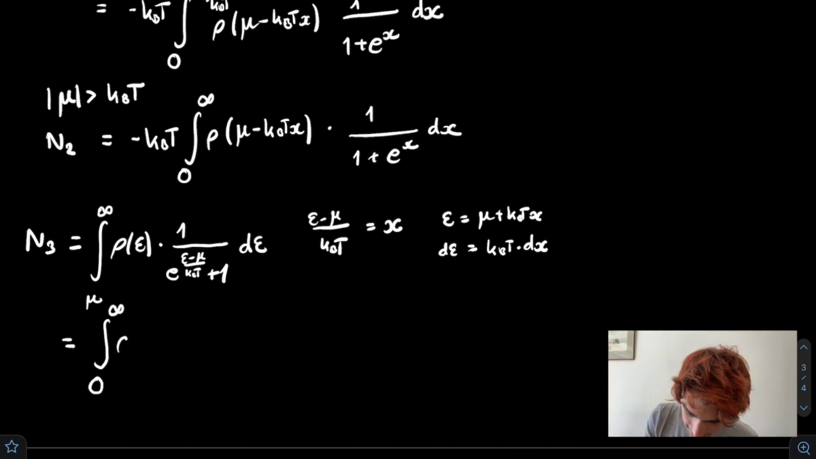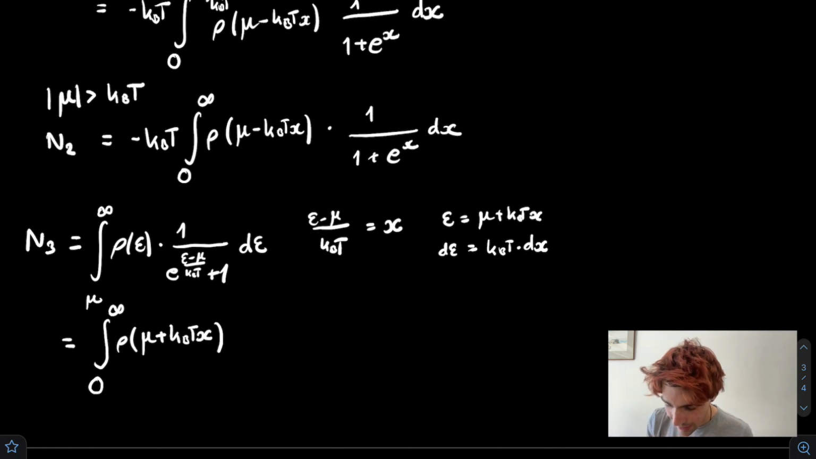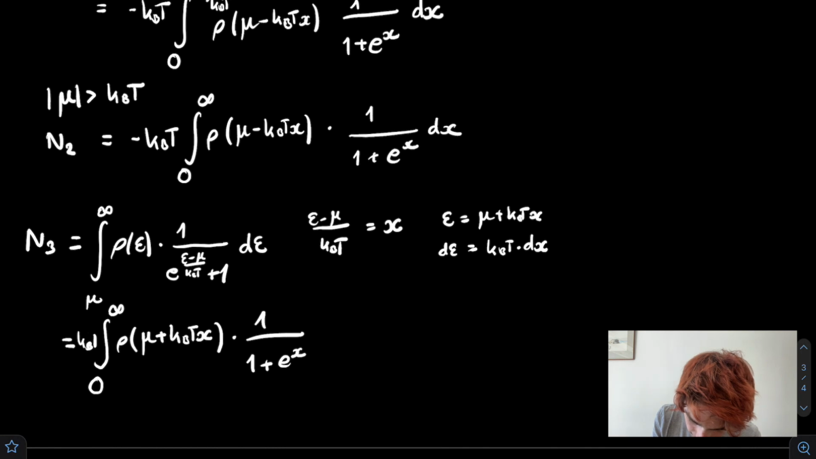So again, redoing this density of states function, not in terms of epsilon, but in terms of x. This time, we're going to get rho of mu plus kBTx, which is actually what we had before, but then we made the transformation, and so hence we had this minus sign right here. And we're going to get 1 over 1 plus e to the x. And instead of the d epsilon, we're going to get a factor of kBT, which is going to come out the front, multiplied by dx right there.